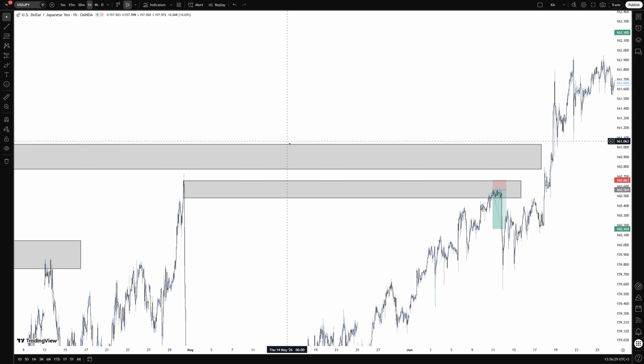So, final thoughts: remember, this strategy isn't designed to predict the future. It's designed to identify areas where price has previously shown strong buying or selling interest and where another reaction may occur.